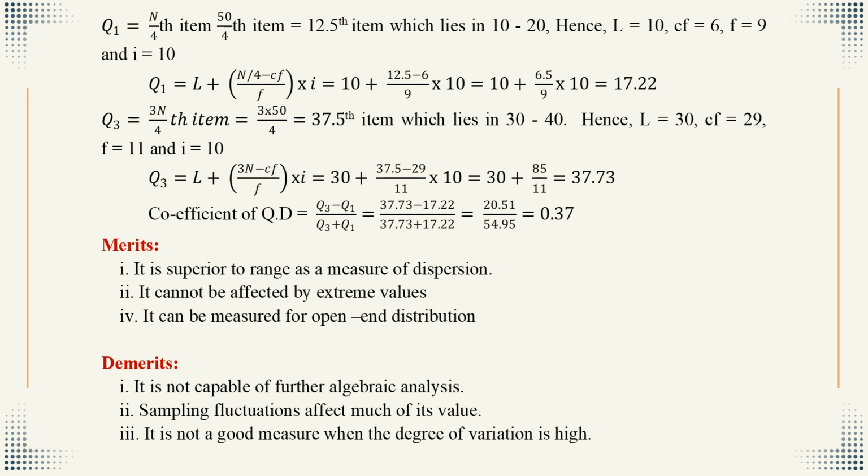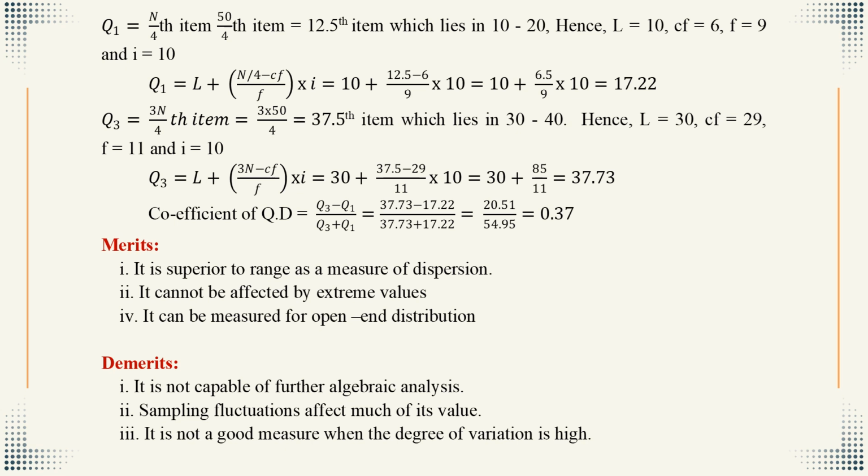So just keep in mind, the value should be in between 30 to 40. If it is below 30 or above 40, your calculation is wrong. Then the coefficient of quartile deviation can be calculated as Q3 minus Q1 by Q3 plus Q1. Thereby, by applying that, 37.73 minus 17.22 by 37.73 plus 17.22 equal to 20.51 by 54.95 equal to 0.37.